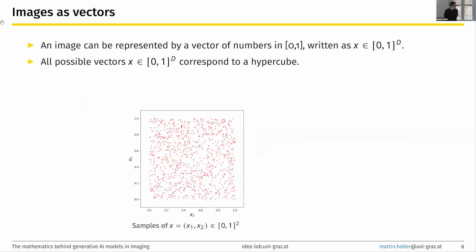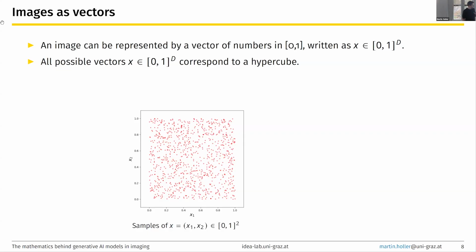So in that sense, you can say all possible images of a certain dimension D correspond to all possible vectors x in the unit interval to the power of D. This is a hypercube. If D equals 2, so if you have 2 pixel images, we can easily visualize this here. We have 1 pixel value and 2 pixel values, and all possible combinations of pixel values can be represented by these points in the plane. Of course, this is very low dimensional. It's just for visualization, but this is a very important analogy we need to understand for this talk.